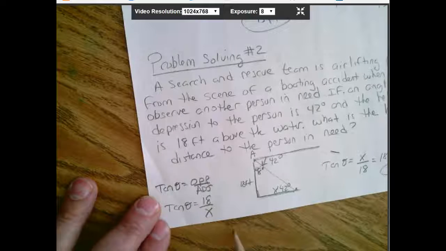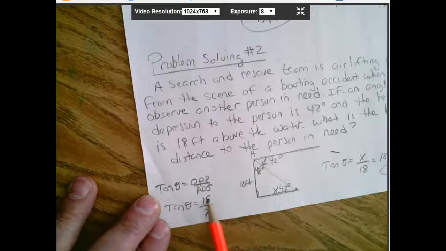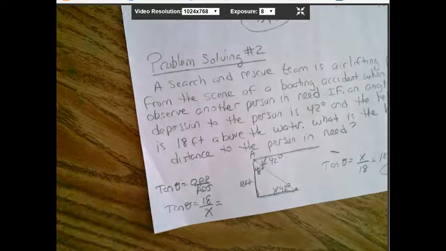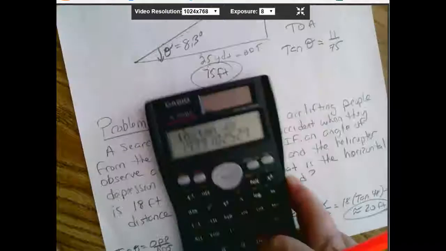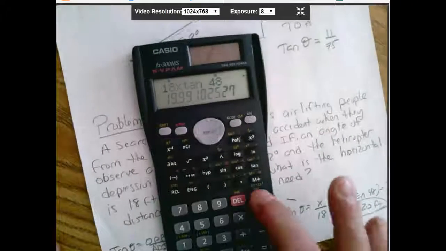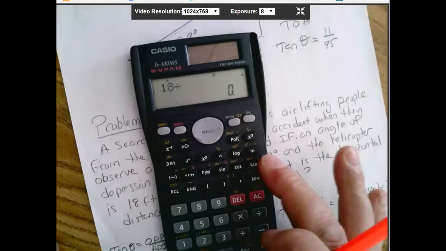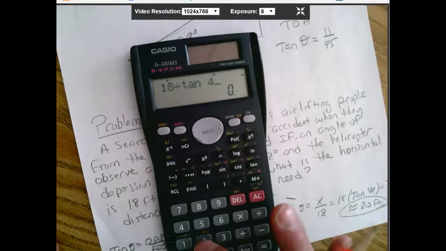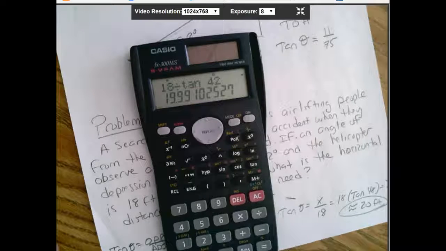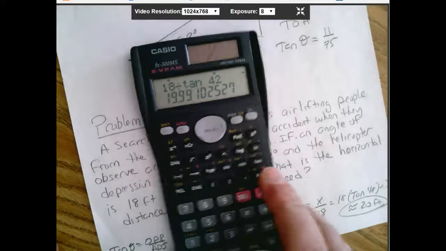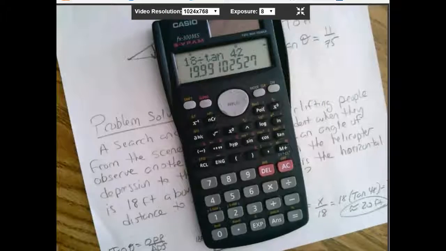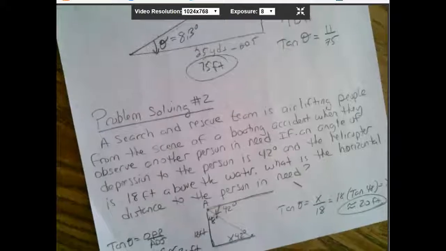It's the other way. But here we're going to have to move x over here, tan here, so x is going to be equal to 18 divided by the tan of 42 degrees. Well, let's see what that is. So 18 divided by the tan of 42 degrees, 19.9, it's the same answer, so about 20 feet. So you can do it either way. That's what's the cool thing about math.